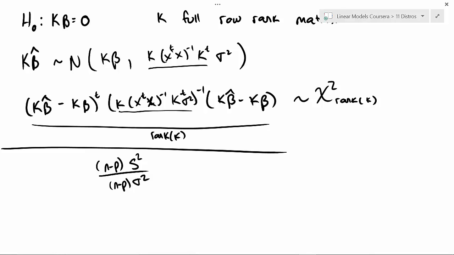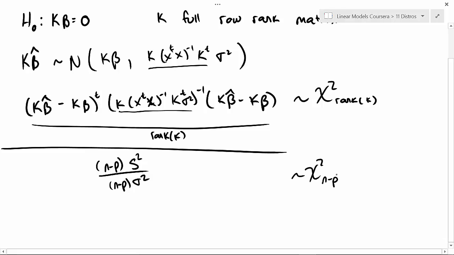The reason I remembered is that now, when I divide these two things, I have a chi-squared with rank of K degrees of freedom in the numerator and a chi-squared with n minus p in the denominator, and they're independent. In the numerator, the only random thing is beta hat. In the denominator, s squared is just a function of the residuals e. So I've taken a chi-squared divided by its degrees of freedom, and divided by another independent chi-squared divided by its degrees of freedom. The sigma squareds cancel out, and the n minus p's cancel out as well.